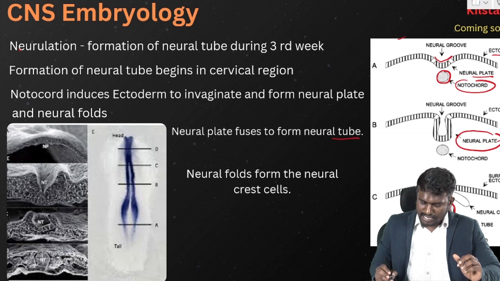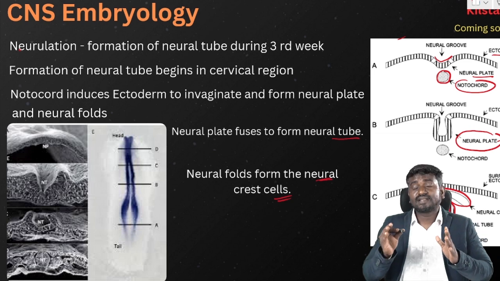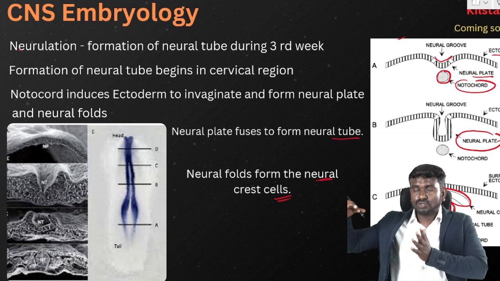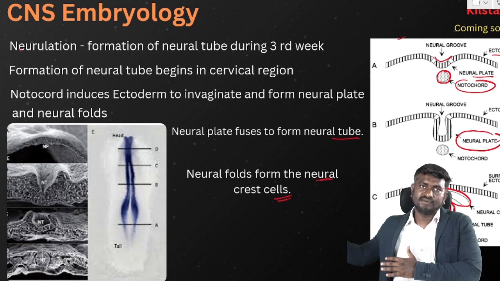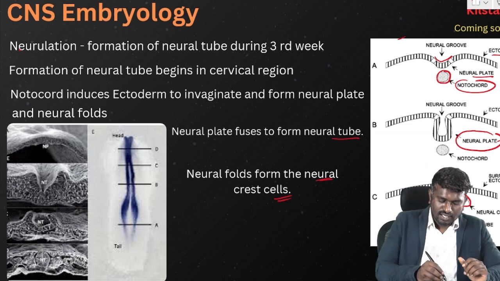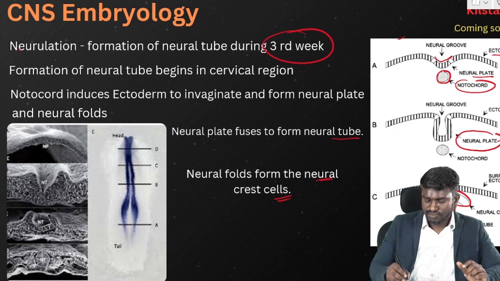And then the neural folds form neural crest cells. Neural crest cells are going to give different derivatives, and the neural tube is also going to give various derivatives. We'll study them shortly. So the points you're going to remember: neurulation, the formation of the neural tube, starts from the 3rd week, very important.